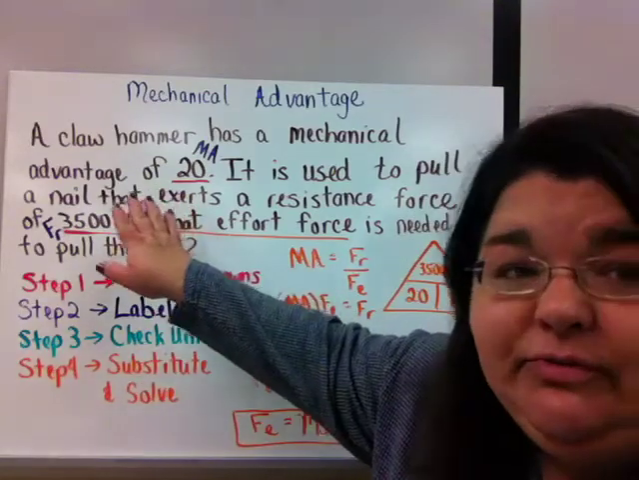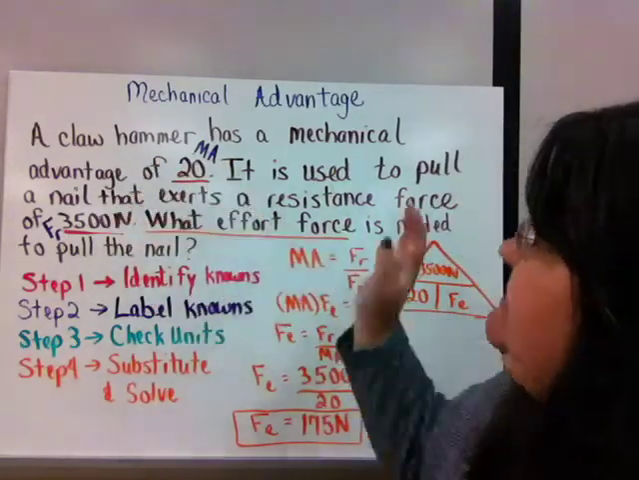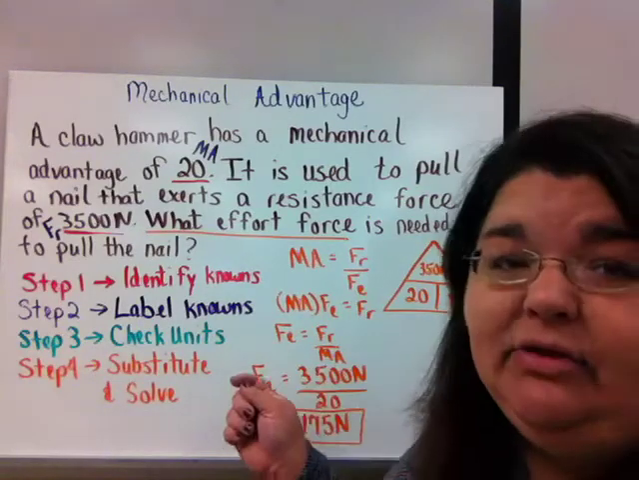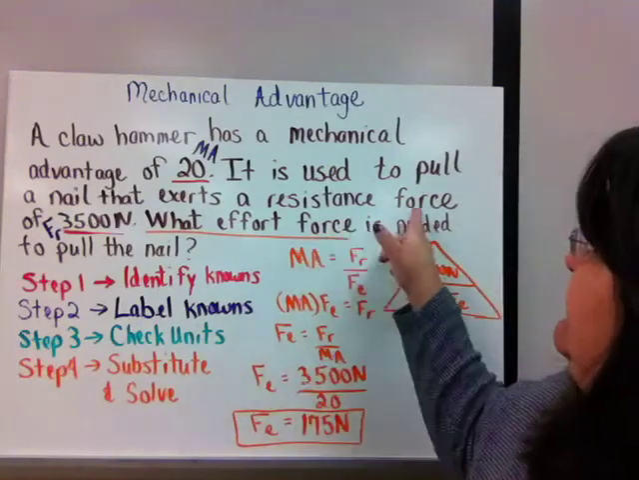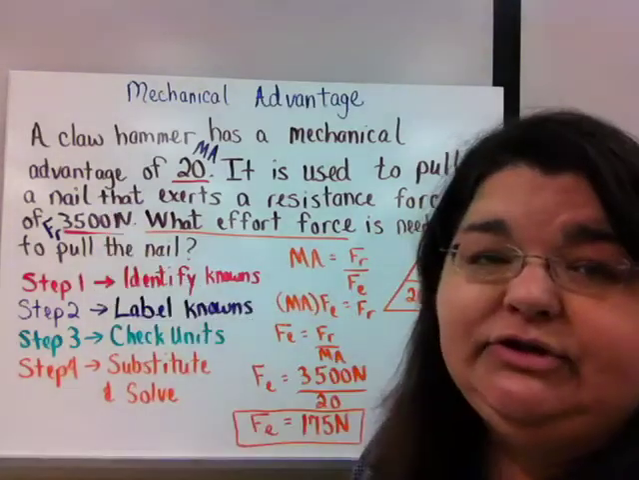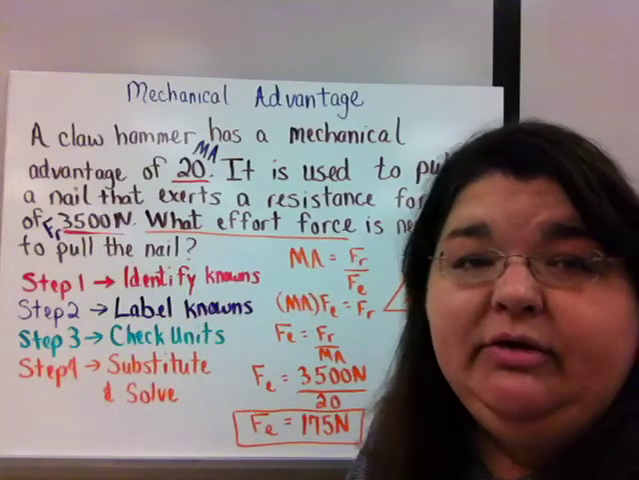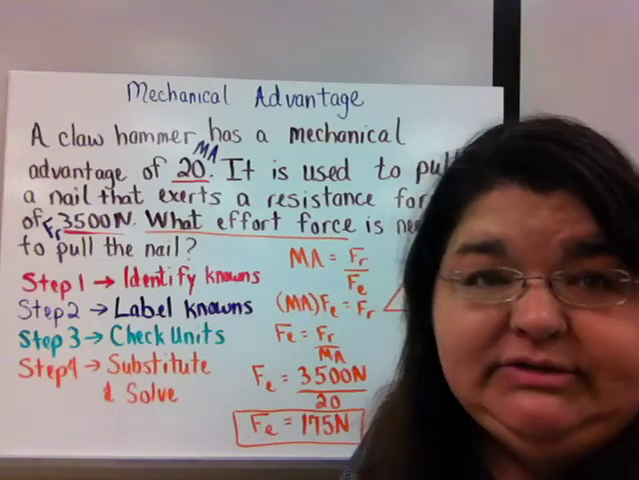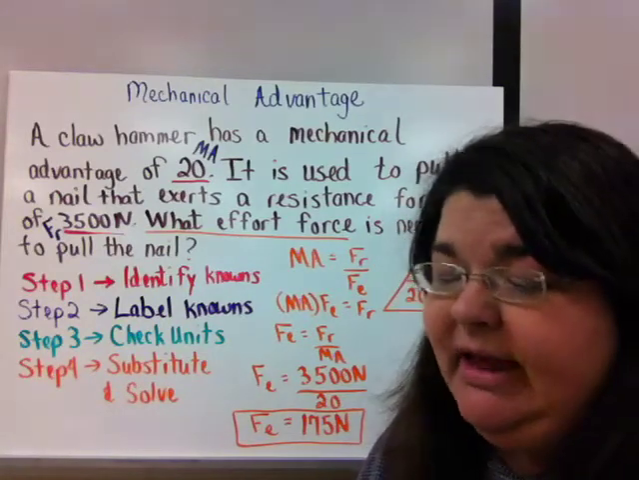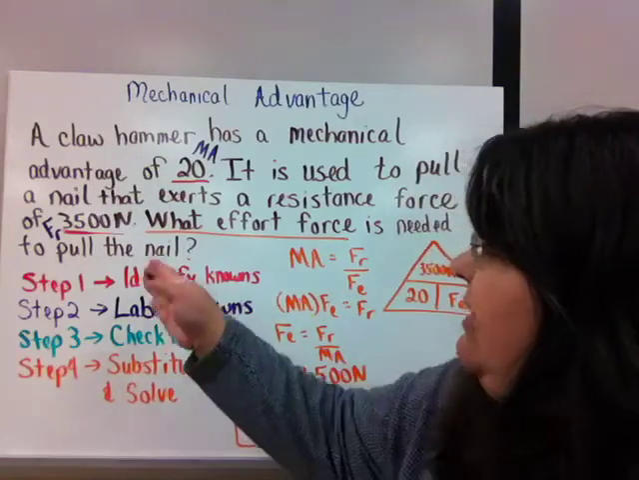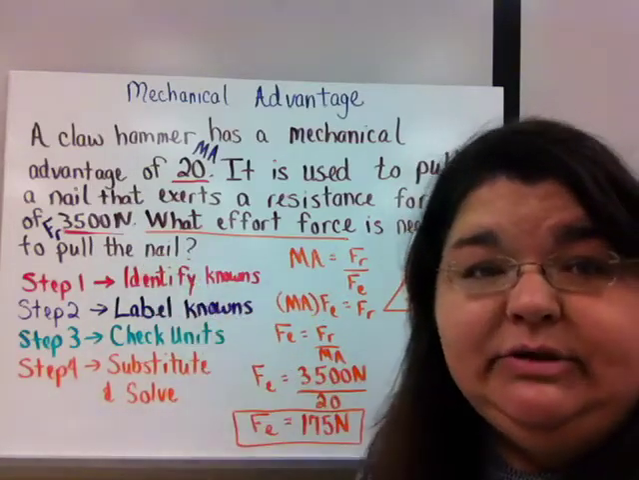The question reads, a claw hammer has a mechanical advantage of 20. It is used to pull a nail that exerts a resistance force of 3,500 newtons. What effort force is needed to pull the nail? Now, when you read a lot of words, it's intimidating, and you need to get out of the words and get into the math. So I have some steps here that will help you do that.